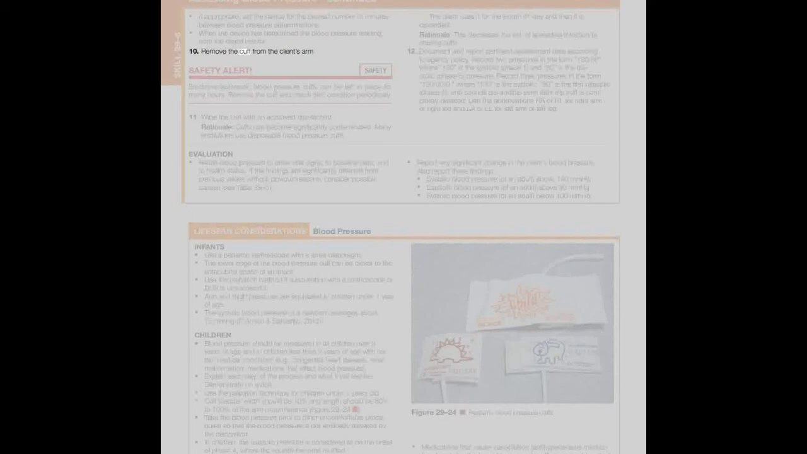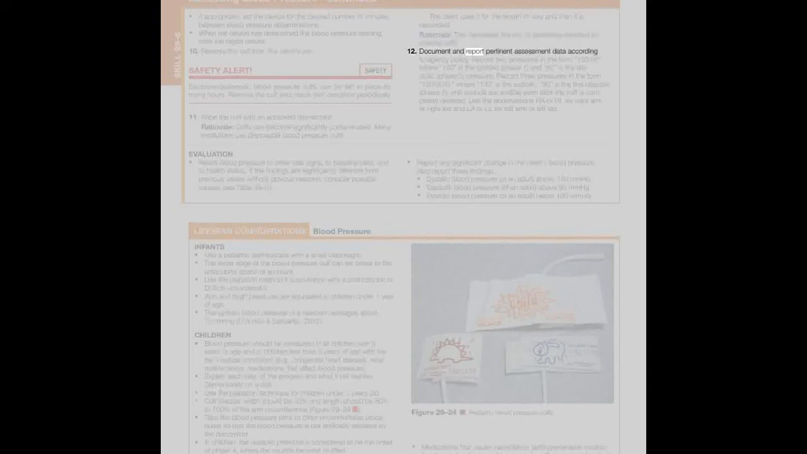10. Remove the cuff from the client's arm. Safety alert: electronic/automatic blood pressure cuffs can be left in place for many hours. Remove the cuff and check skin condition periodically. The client uses it for the length of stay, and then it is discarded. Rationale: this decreases the risk of spreading infection by sharing cuffs.